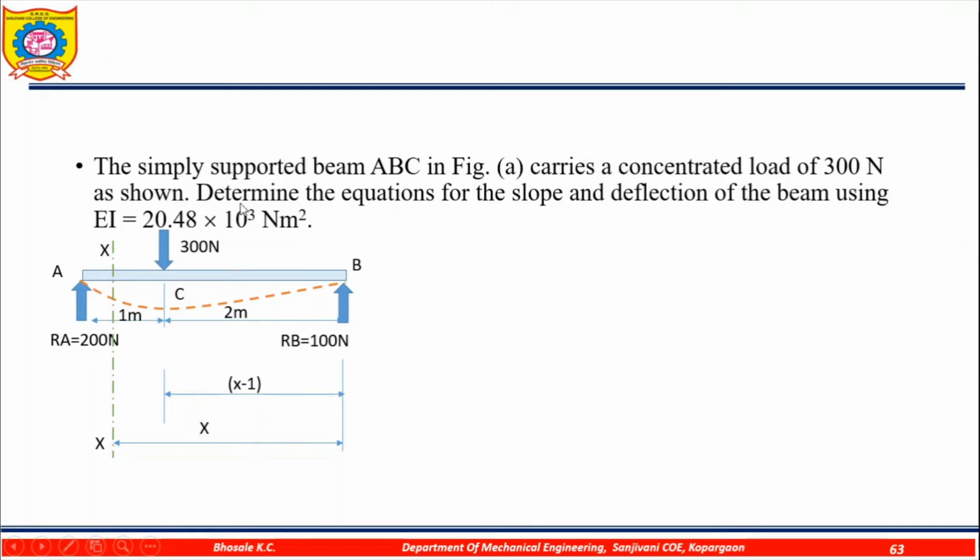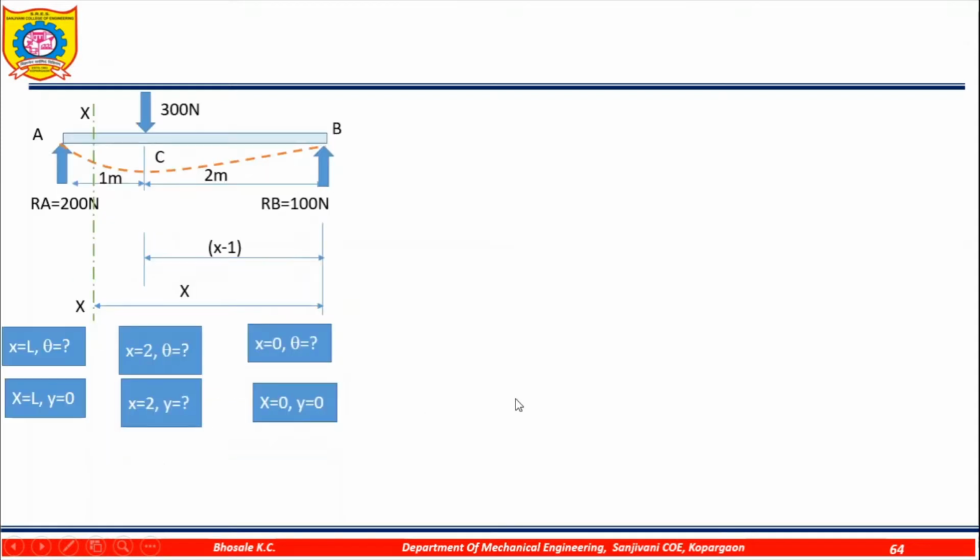The simply supported beam shown in the figure carries a concentrated load of 300 Newton. Determine the equations for the slope and deflection of the beam using EI equal to 20.48 into 10⁻³ Newton meter square. So we'll find out the reactions first.